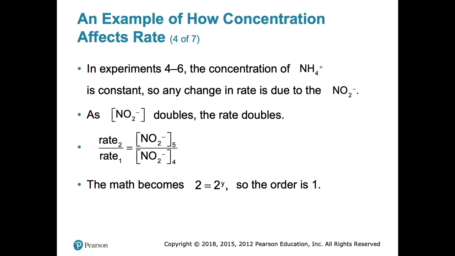So as the concentration of nitrite doubles, what else doubles? The rate doubles, right? So you should be hearing a pattern now, right? Whenever the rate doubles because the concentration doubles, the order is 1. Whenever the concentration doubles and the rate quadruples, the order is 2. Make sense? Right? And you'll see more examples of that in a second. Okay?